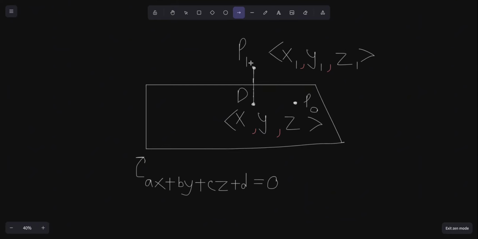So I guess I kind of have the numbers backwards, but it's fine. Let's just continue with this. So this vector p1, p0, well, what is this going to be equal to? Well, p1, p0, that's just going to be all the components of p0 minus the components of p1, respectively. So this is going to be x minus x1, comma, y minus y1, and then comma, z minus z1.